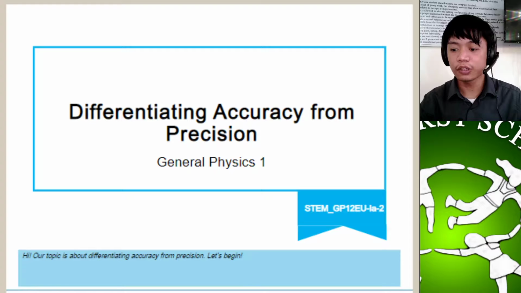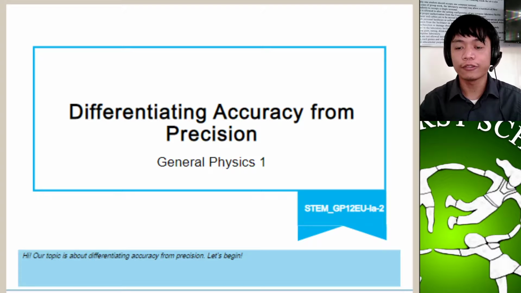So our lesson for today is all about differentiating accuracy and precision. Before we start with this lesson, how do you define accuracy and precision? How are they different from each other? Yes, we all know that these words are basically similar, but in physics, these words have different definitions. So let's start.